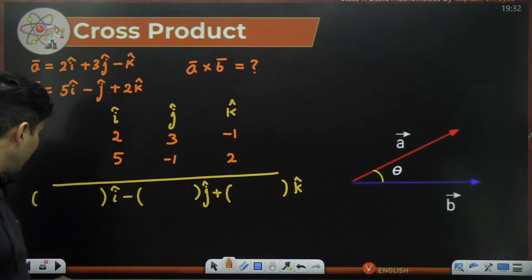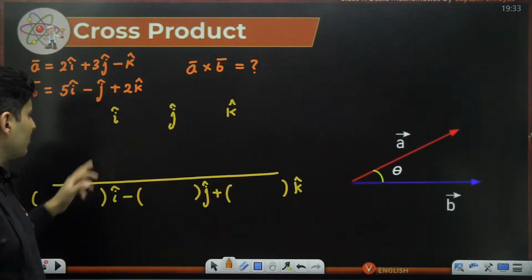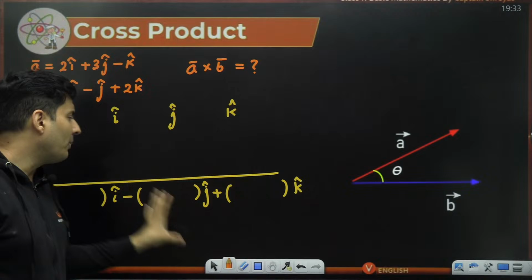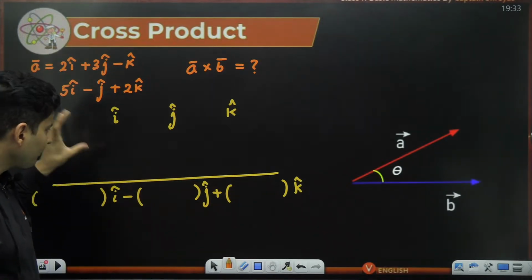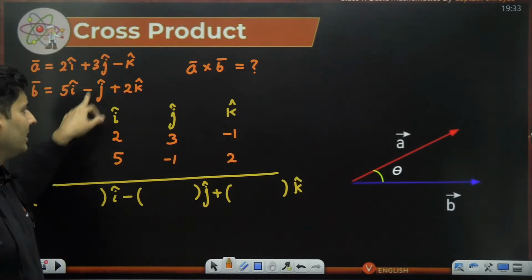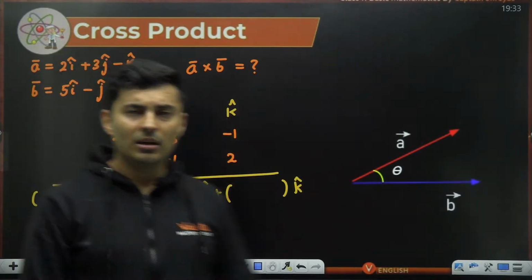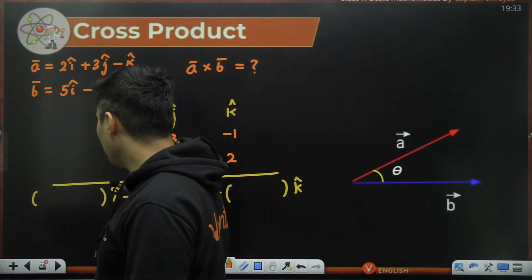Everybody clear till this point? So whenever you have to do cross product of big vectors, first put ijk and then put I minus j plus k after leaving two lines. Now in these spaces, just put those numbers which are with I, j, and k of each vector A and B. All right. This is how basically you solve those determinants.